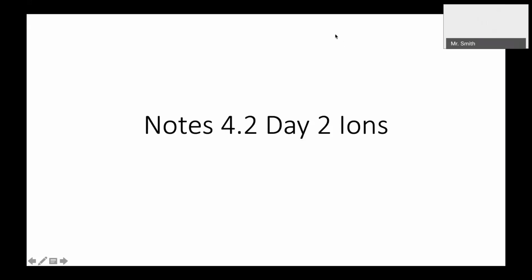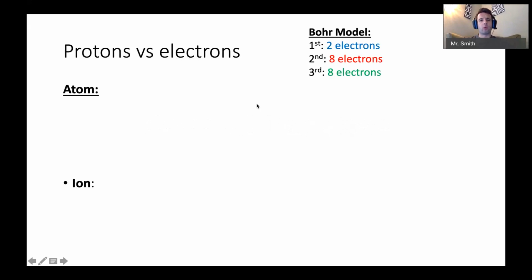Hey guys, today we're going to be talking about ions. Let's get started. Okay, so the first thing we need to know is the difference between an atom and an ion, and we're also going to briefly talk about protons versus electrons.